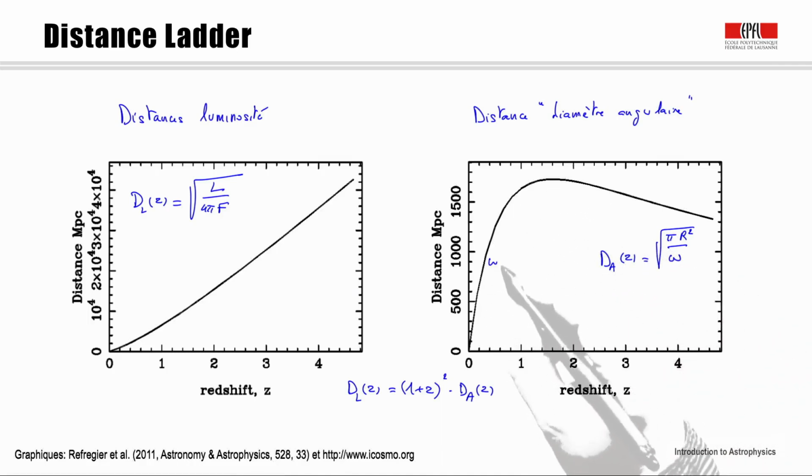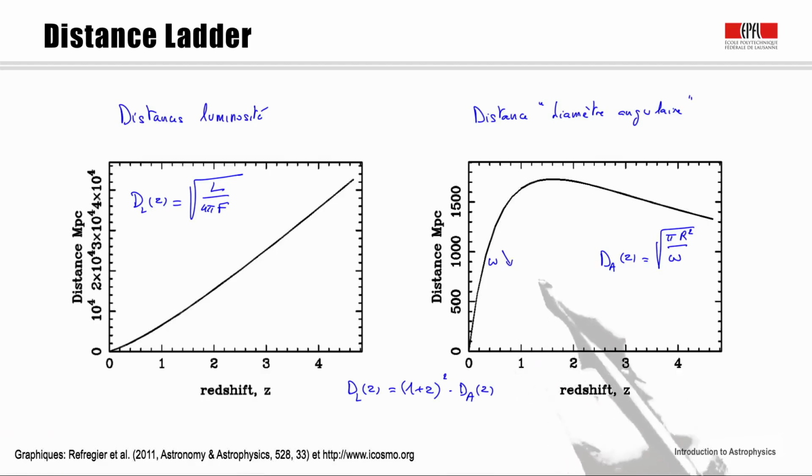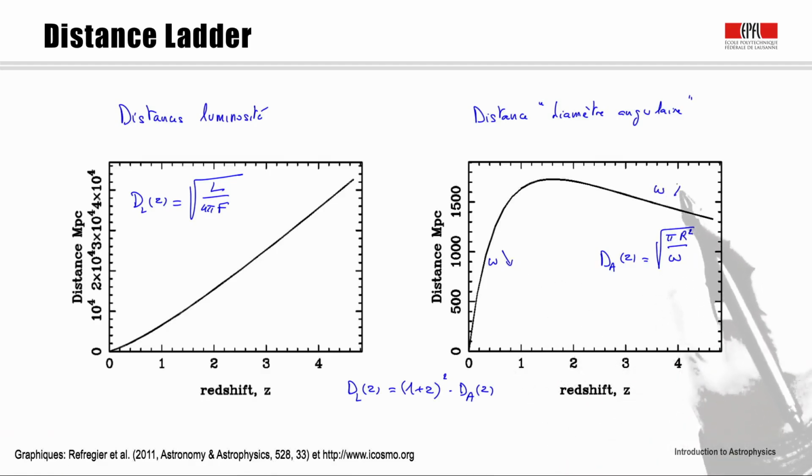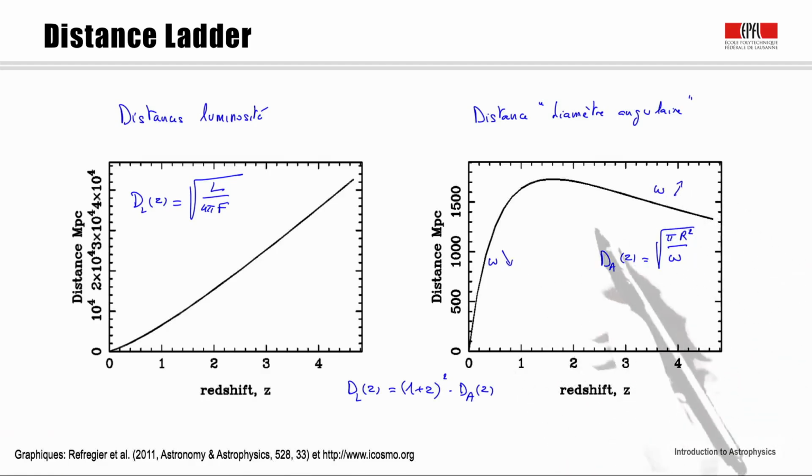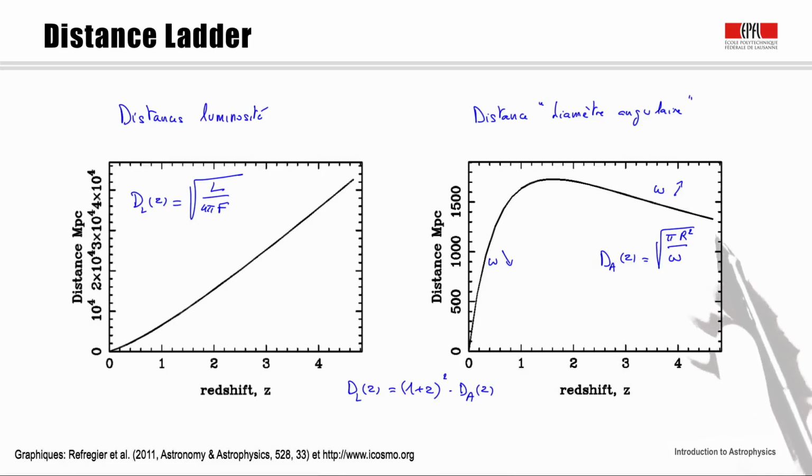Omega goes down and then goes up in this part here on the curve. An object that we will put further and further will have the tendency of getting bigger and bigger in appearance. However, its apparent luminosity will continue to diminish, and the distances are linked by this equation here.